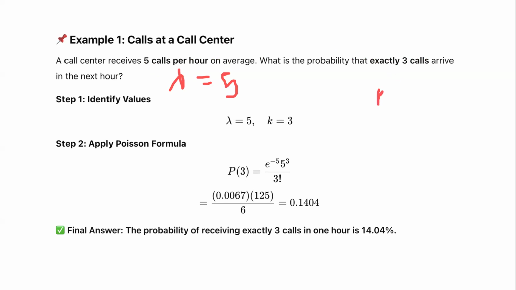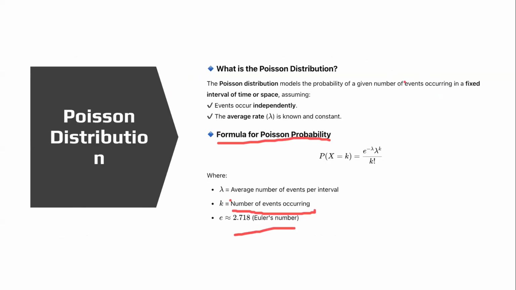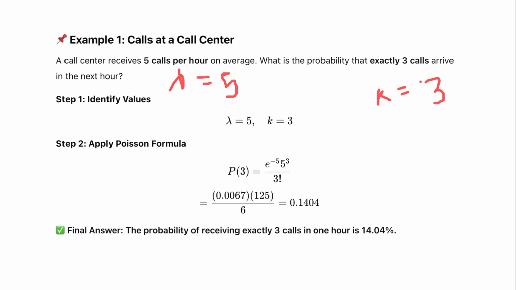So what is k here? k is 3, and k is the number of events occurring. So we know lambda equal to 5 and k equal to 3. Let's put all those values. We want to know P of 3, in this case X equal to 3. We'll input all those values in the formula and we'll end up with this. The probability of receiving exactly 3 calls in 1 hour is 14.04%. So using these distributions, we can calculate the probability for a particular event.